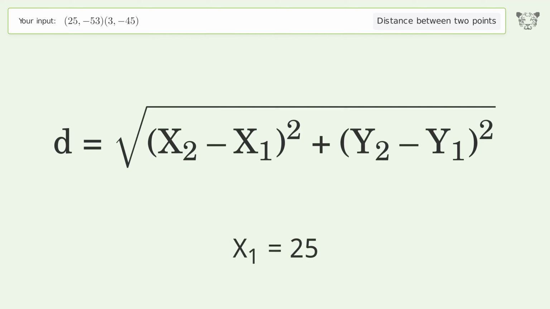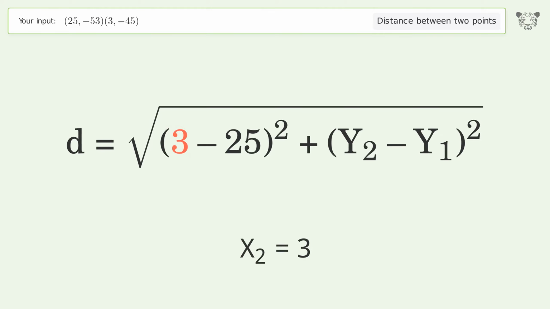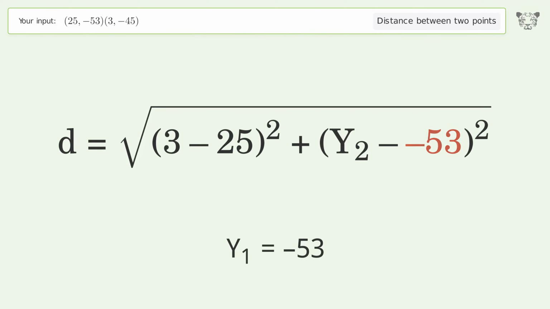x1 equals 25. x2 equals 3. y1 equals negative 53. y2 equals negative 45.